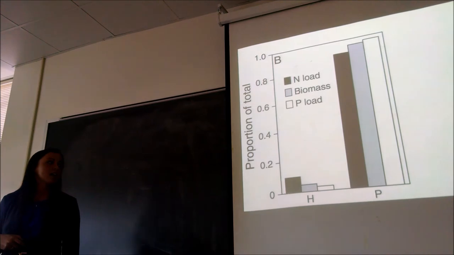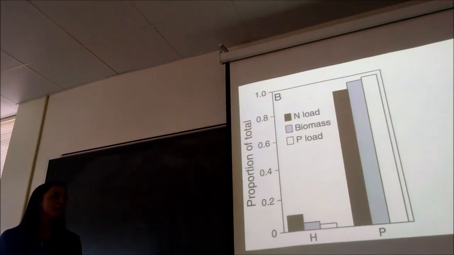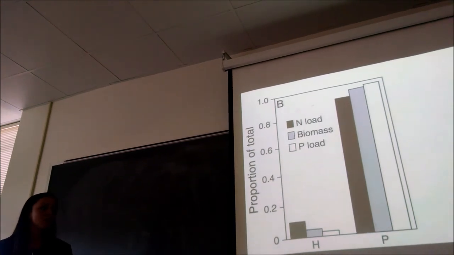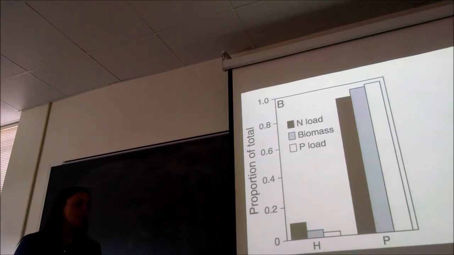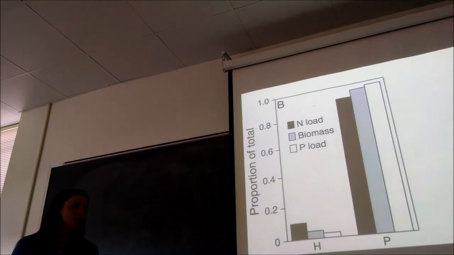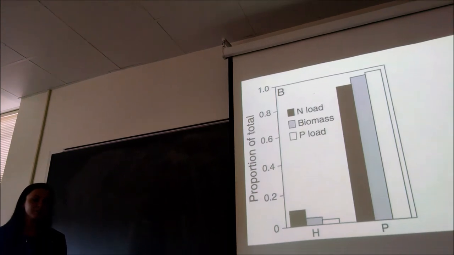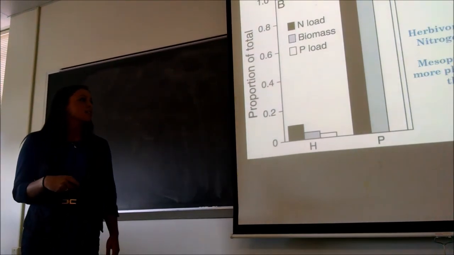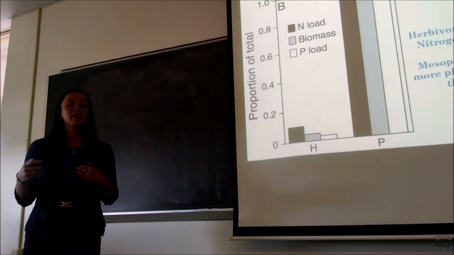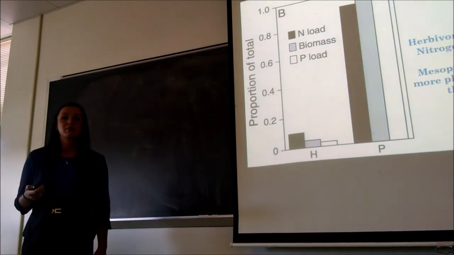Next, he looked at this compared to biomass. Herbivores, you can see, make up very little of the biomass here. We're looking at the proportion of the total for each of the nutrients and for the biomass. If you look at biomass first, you see that herbivores, compared to the total amount of fish present, make up a small percentage, while mesopredators make up a majority of it. Herbivores contribute more nitrogen compared to their biomass, and predators are excreting more phosphorus compared to biomass.